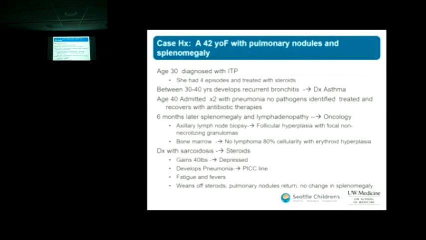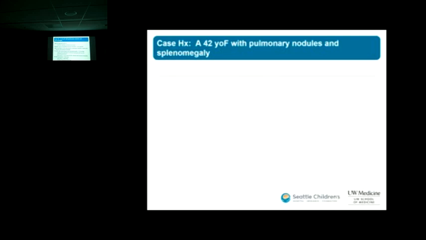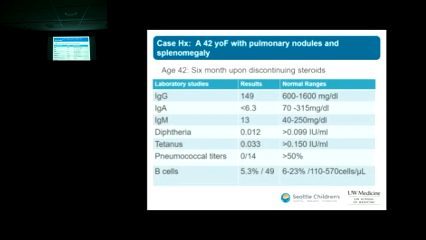She develops a lot of fatigue and fevers now, and she really feels miserable, and she really wants to get off these steroids, and so she eventually gets off of these steroids, which did decrease the pulmonary nodules, but now these have returned, and the splenomegaly is massive. So she comes to us about 6 or 7 months after these. She's seen a lot of different docs, and these are her laboratory studies. And what you can see here is that her IgG is low, her IgA is undetectable, her IgM is low, so you can say that she has pan-hypogammaglobulinemia.